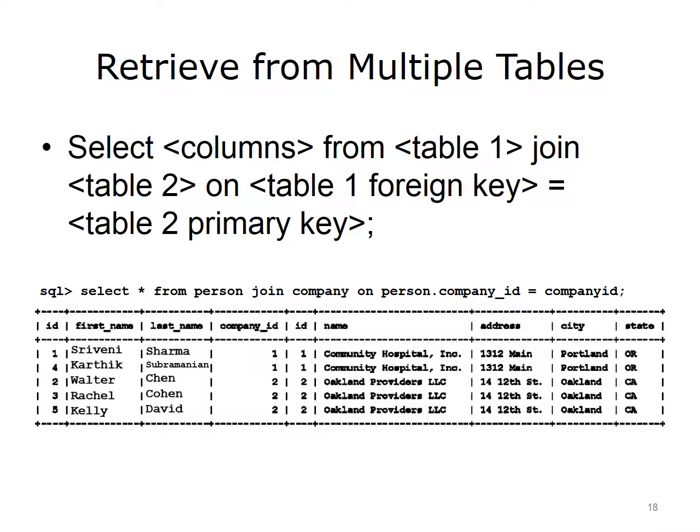Previous slides have demonstrated how to retrieve information from just one table. This slide shows how to retrieve information from both tables at once. This requires a more complex SQL statement that joins the tables and specifies how the tables are related. When the two tables were created, primary keys were identified for both tables, and the company ID column in the person table connected to the ID column in the company table. The SQL command select asterisk from person join company on person.company_ID equals company.ID semicolon connects the two tables and provides complete information on all the contacts and the companies.